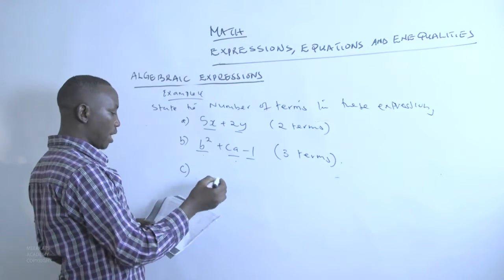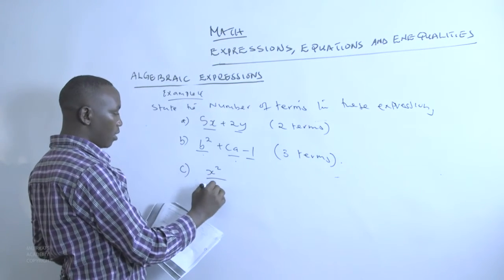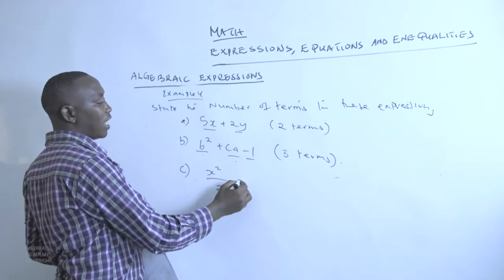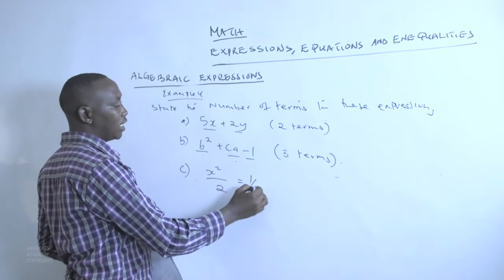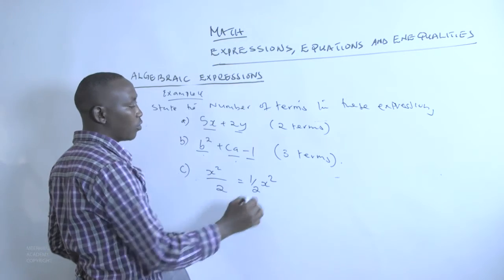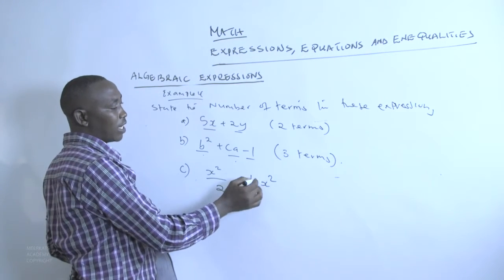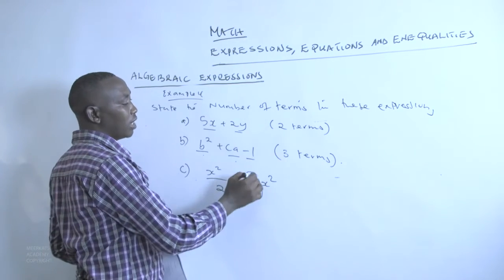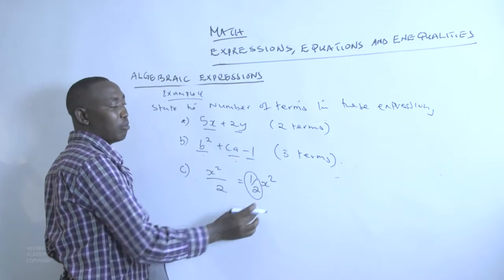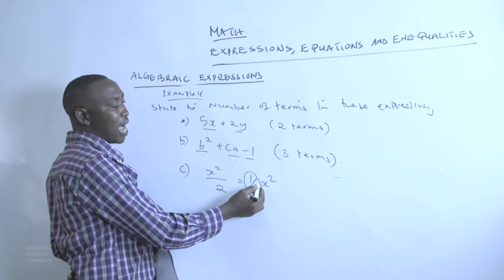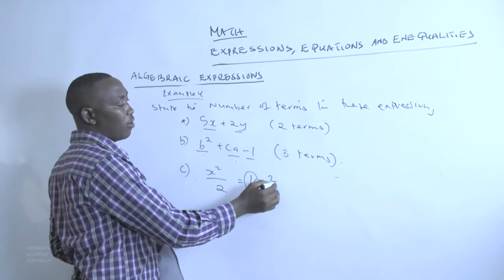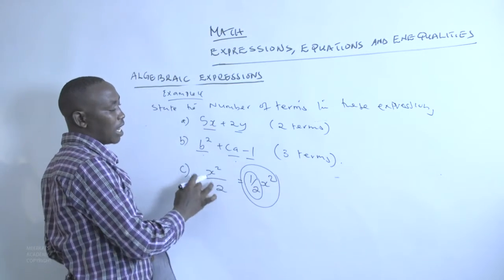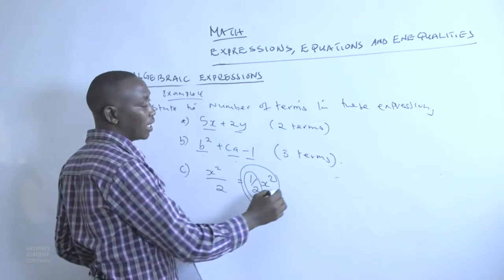C, x squared over 2. Now, if I write this expression, it can be rewritten as a half x squared. The coefficient of x squared in this particular case is a half. And because the coefficient and the pronumeral are connected by a multiplication sign, then the whole of this becomes a term, and therefore in this particular case we only have one term.